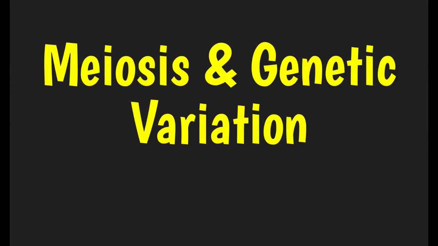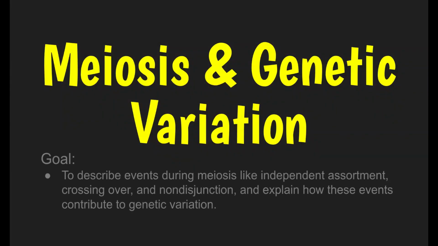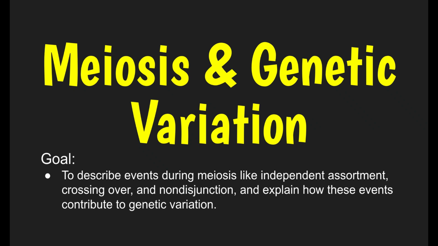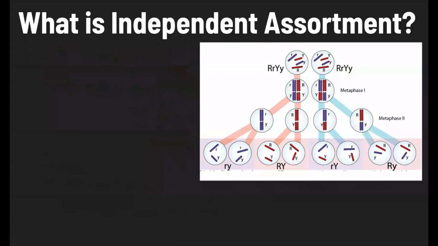Today we're going to talk about meiosis and genetic variation, and the goal of this video is to describe events during meiosis like independent assortment, crossing over, and nondisjunction, and explain how these events contribute to genetic variation. So what is independent assortment?